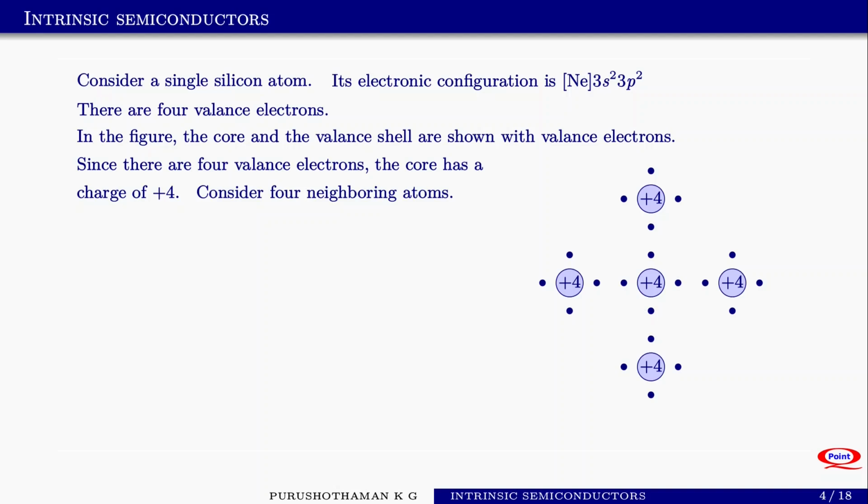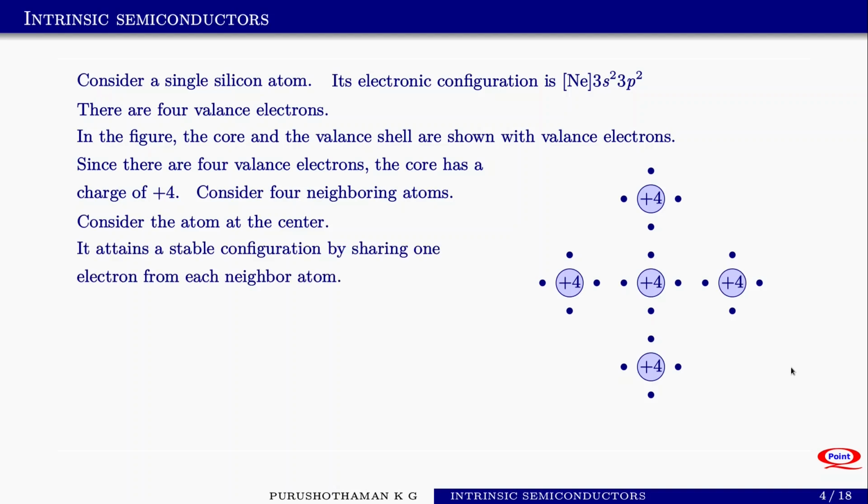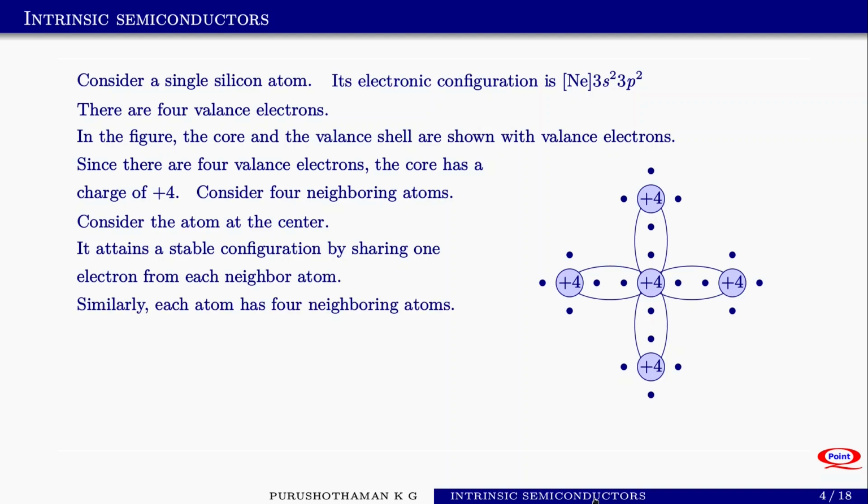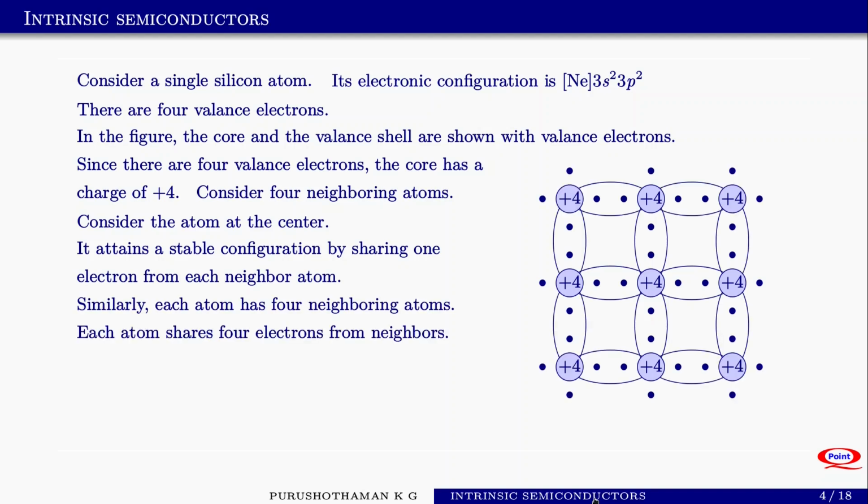Now consider 4 neighboring atoms of this particular atom. We are focusing on this atom. It has 4 neighboring atoms. In order to attain a stable configuration, this atom shares one electron from each of the 4 neighboring atoms. So the structure will be like this. So this atom now has a stable configuration. Similarly, each silicon atom has 4 neighboring atoms, and this process of sharing of electrons continues.